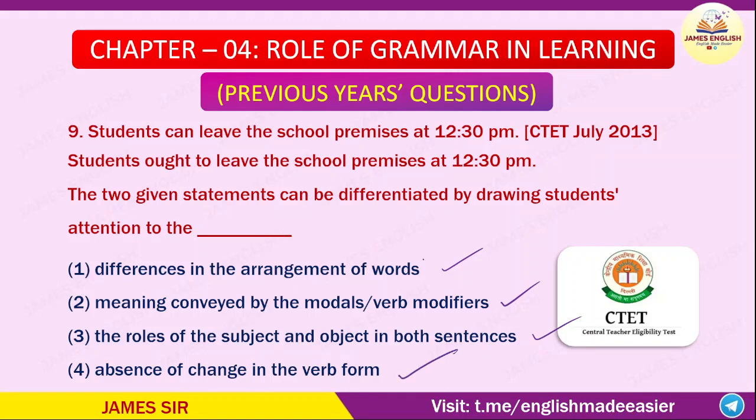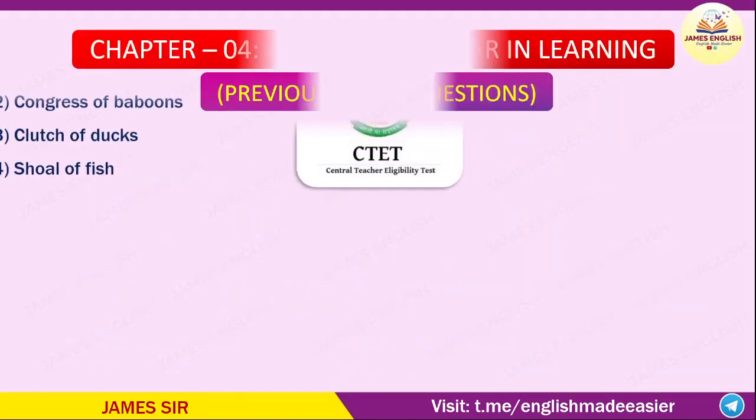Here only option 2 is correct and the rest of the statements are absolutely wrong. Look at the verb forms here, especially modal auxiliaries. Students can, possibility; students ought to. So here the right answer is meaning conveyed by the modals.